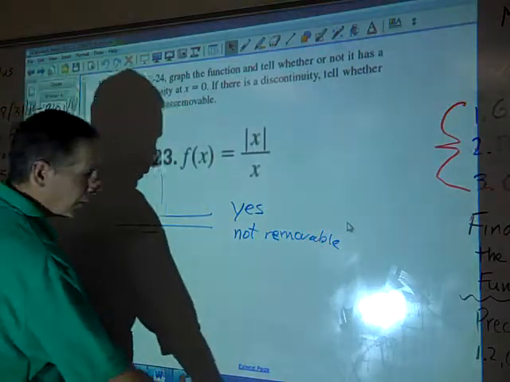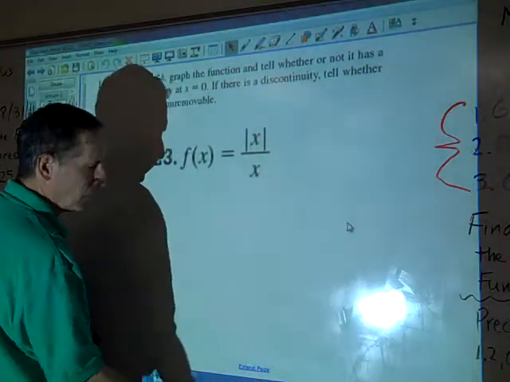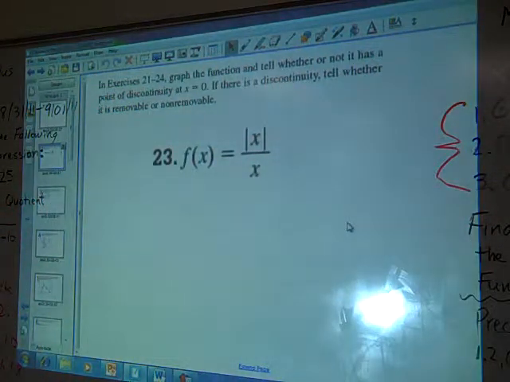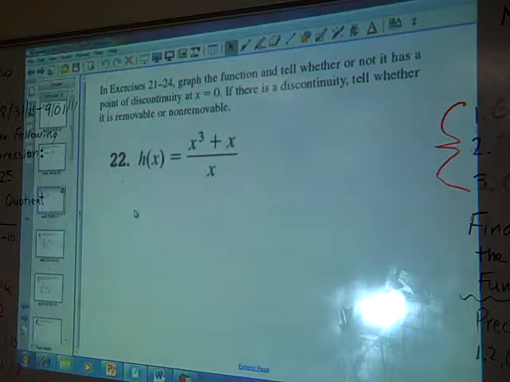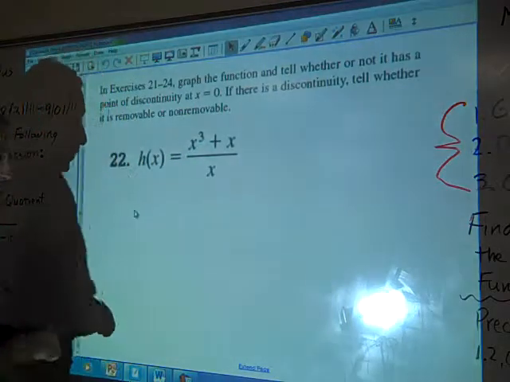Okay, so let's go on to, we're going to go back to 22. I still don't get the removable part. Okay, well, you need to stay with this, and I think that might partially be answered here on 22. Okay, here we have x squared plus x over x cubed plus x.